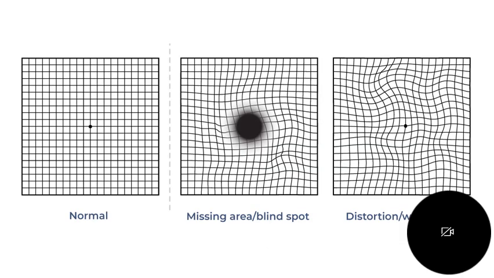This is an example of some of the abnormalities that people can see when they use the Amsler grid. They might see a dark spot in the grid, and this is an area where there might be some damage into the retina, or the lines may appear distorted and wavy. This means that there is some anatomical problem with the retina.